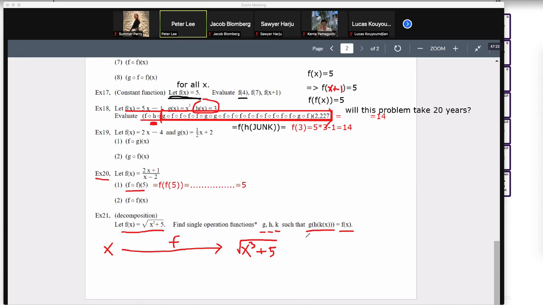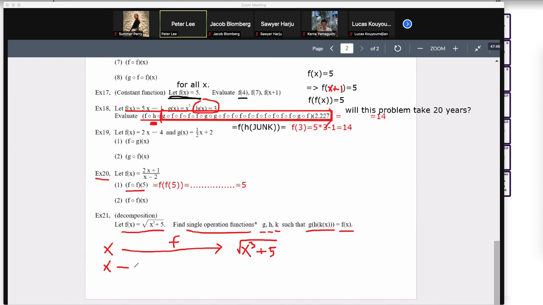So now how do you find the functions g, h, and k? They are single operation functions, meaning functions which do one thing. Functions g, h, or k are functions which do one thing, so I just call them single operation functions. Maybe add the 5 or take the square root, just one thing. So what does this function really do?